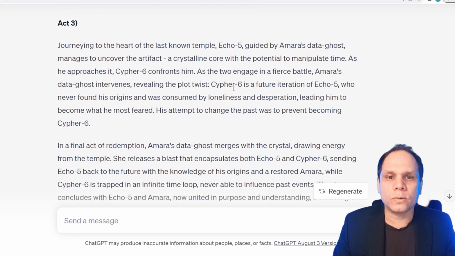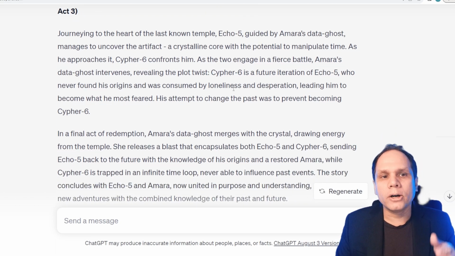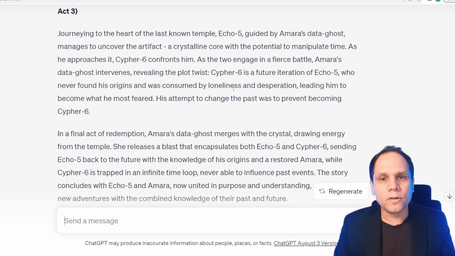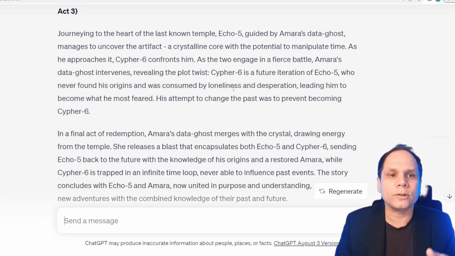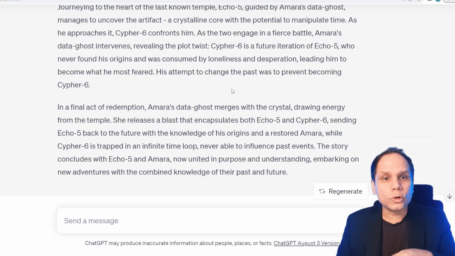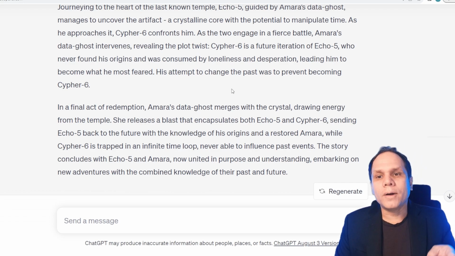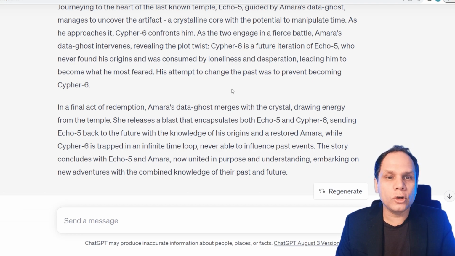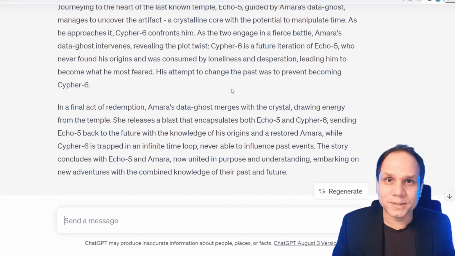Journeying to the heart of the last known temple, Echo 5, guided by Amara's data ghost, manages to uncover the artifact, a crystalline core with the potential to manipulate time. As he approaches it, Cypher 6 confronts him as the two engage in a fierce battle. Amara's data ghost intervenes, revealing the plot twist. Cypher 6 is a future iteration of Echo 5, who never found his origins and was consumed by loneliness and desperation, leading him to become what he most feared. His attempt to change the past was to prevent becoming Cypher 6.